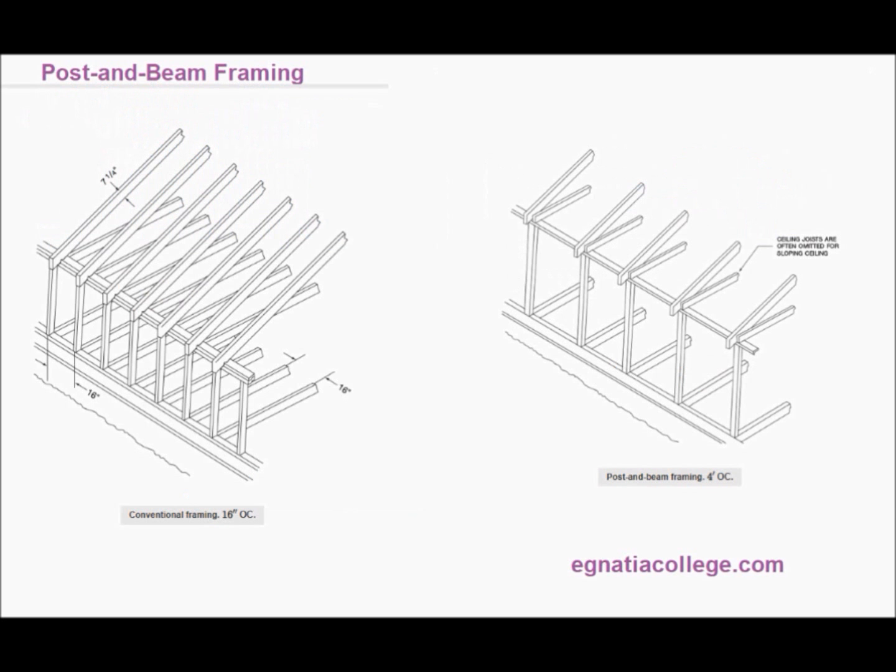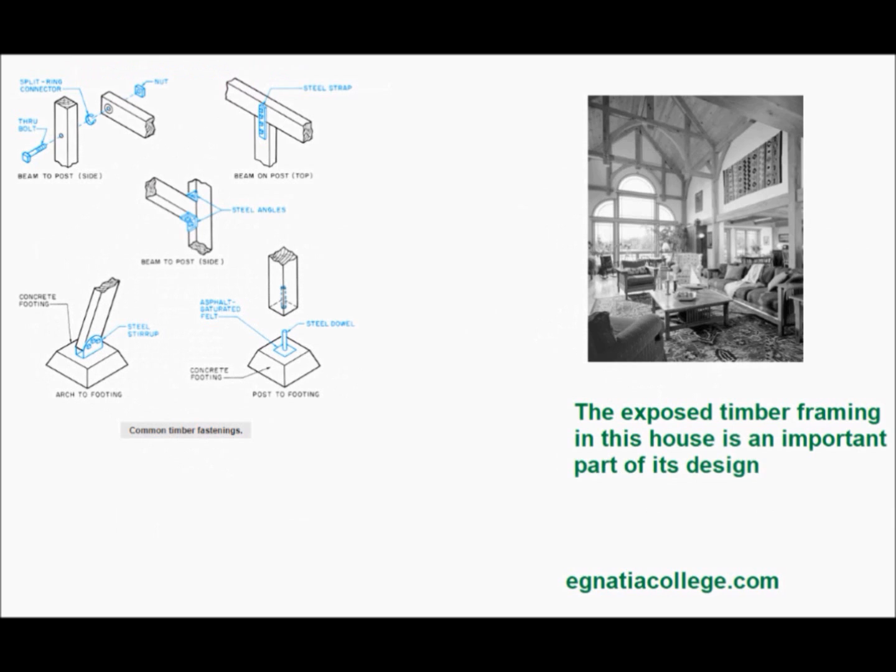Post and beam framing. Platform framing and balloon framing are characterized by closely spaced, lightweight framing members. Post and beam framing uses heavier framing members spaced farther apart. These heavy timbers are joined or fastened with special hardware.